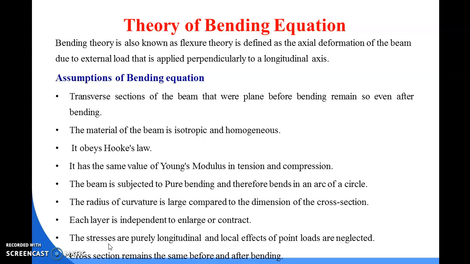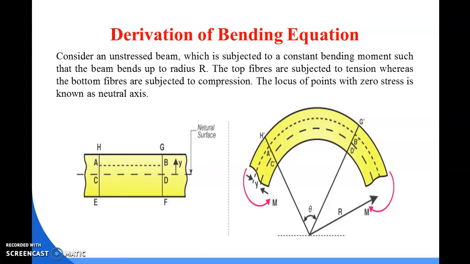So the cross section of the beam should be equal before the loading is applied and after the loading is applied. So now comes the derivation part of the bending equation.